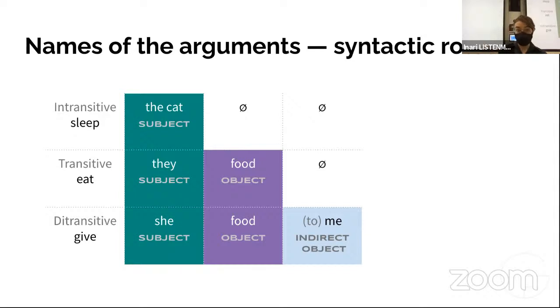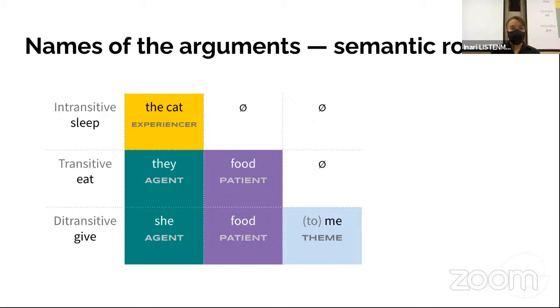So these are syntactic roles. Sometimes we also talk about semantic roles or thematic roles, which may or may not correspond to the syntactic roles. If the cat sleeps, it's not really a super active agent, it's just kind of experiencing the sleep. So we call it an experiencer. But for the transitive and ditransitive verb, if they eat food, then they is the agent and the food is the patient.